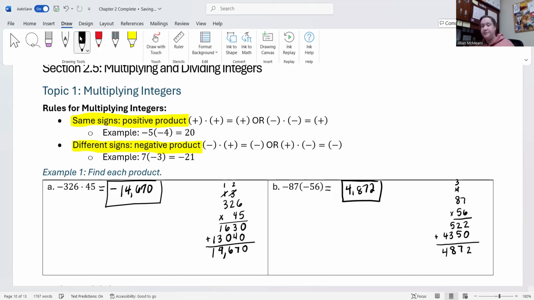So there you have it. All right, that's multiplying integers. Just be really cautious with your signs. Again, same sign, positive product, different signs, negative product.